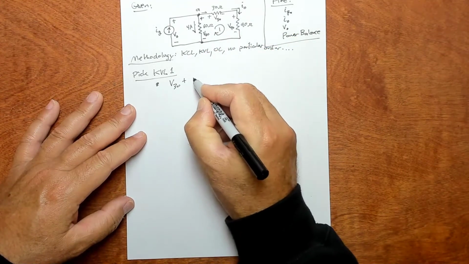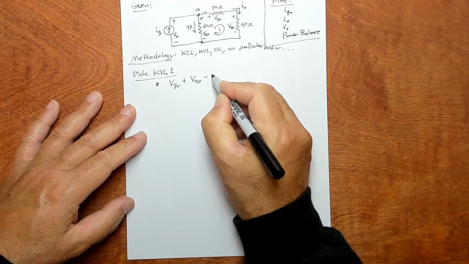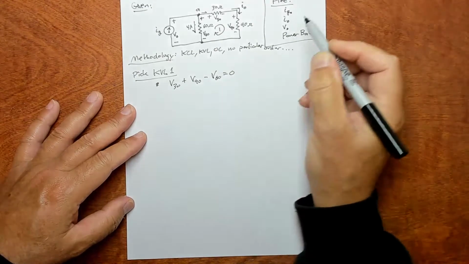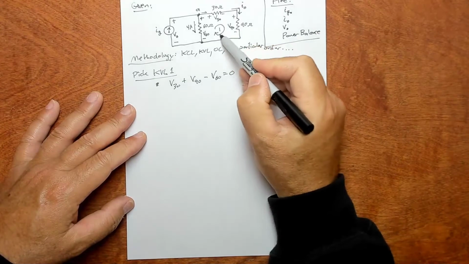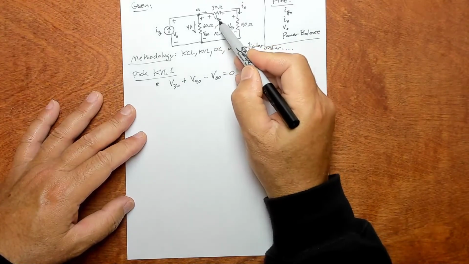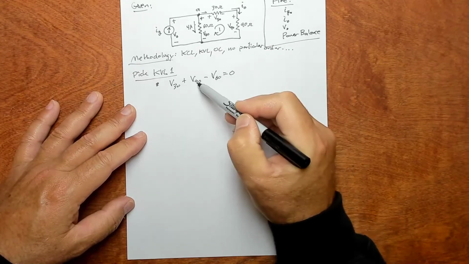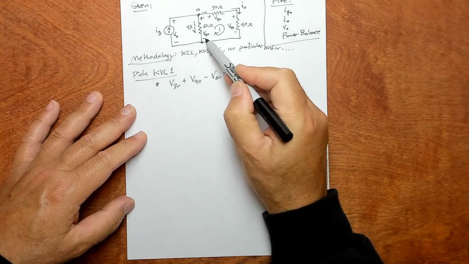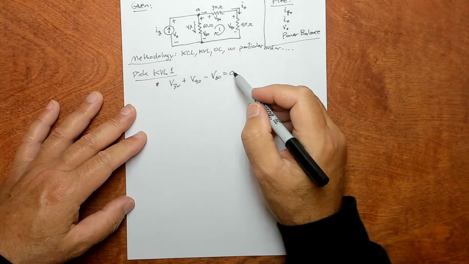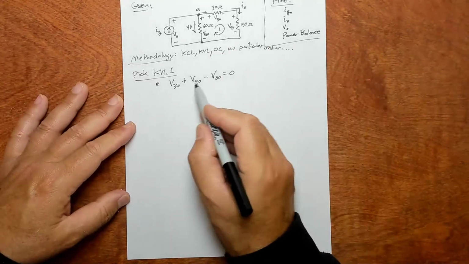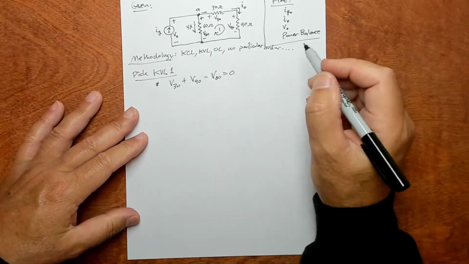V30 plus V90 minus V60, and those sum to 0. Because you're going around here and you're coming into this positive V30, so that's plus, and you're coming into the positive V90, so that's plus, and then coming into this negative V60, it's minus. So we've got that. Now, there's 3 unknowns there. There's not much we can do with it.